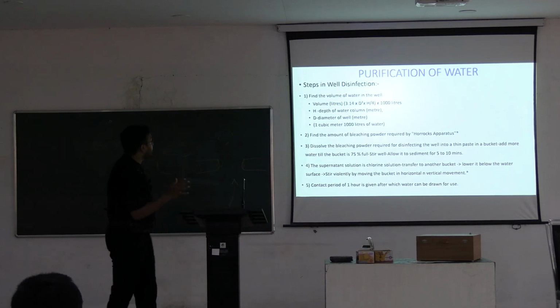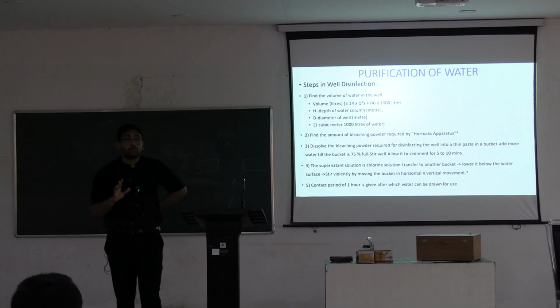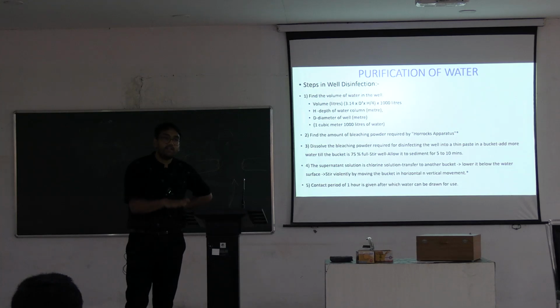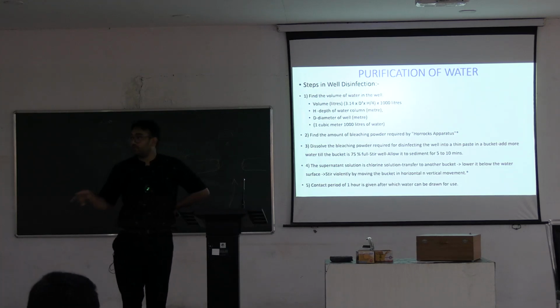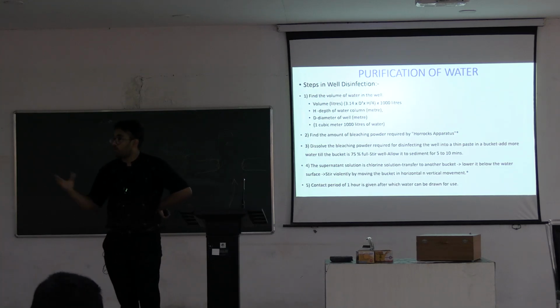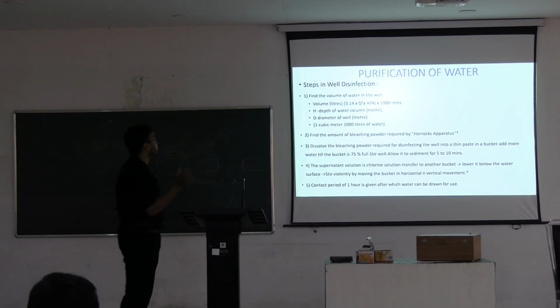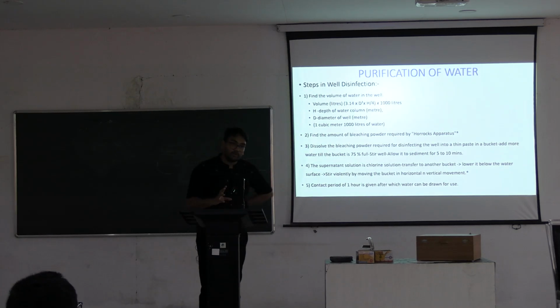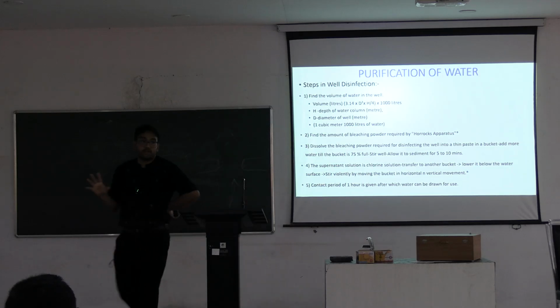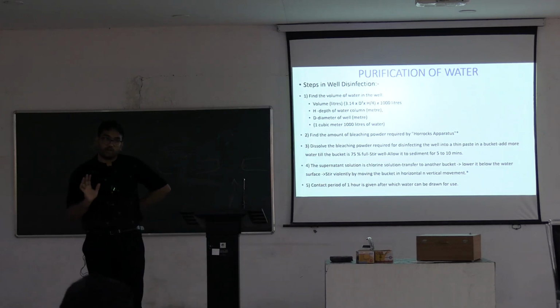Okay. Why are we multiplying by 1000? To go from meter cube to liters, right? Since usually everything will be given in meters, but water we usually measure in liters. That's why we go from meter cube to liter by multiplying by 1000. So now we get a reasonable estimate of the amount of water.